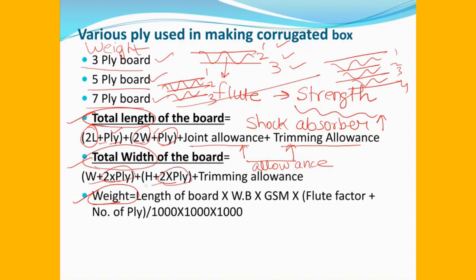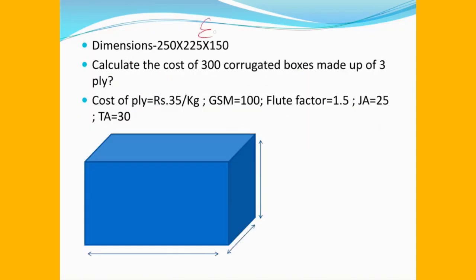So the total width of the board, if you consider width into 2 into ply, similarly height into ply, then the trimming elements. So the length of the board and width of the board we need to consider first, to create the square meter of weightage of the carton box which is required. So the weight, once we get it, okay.